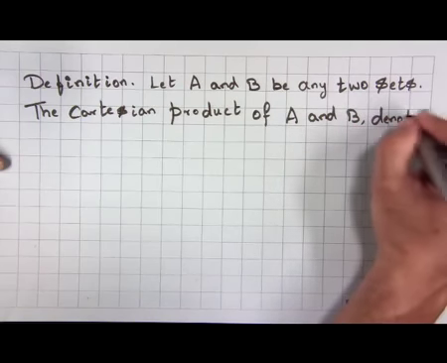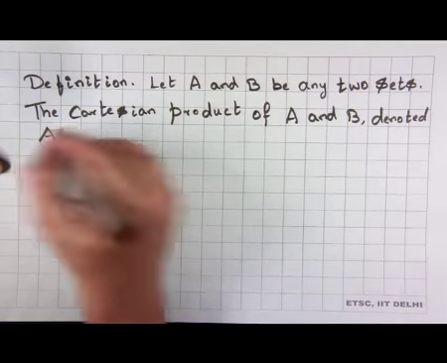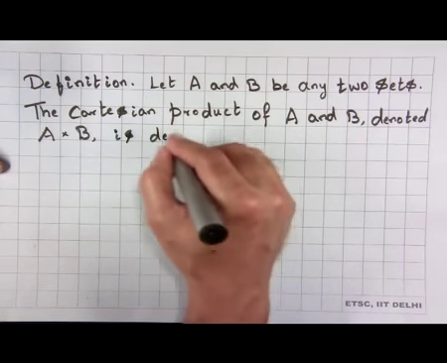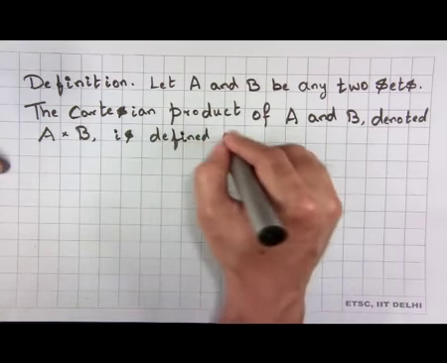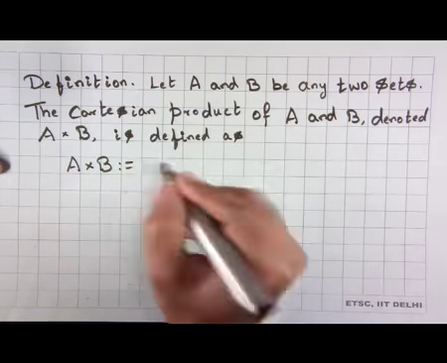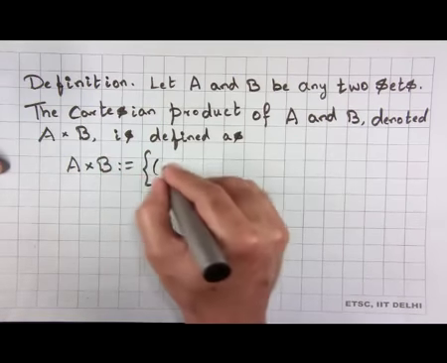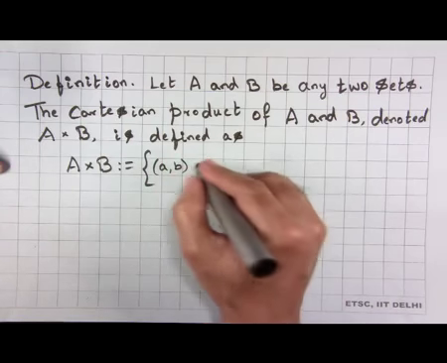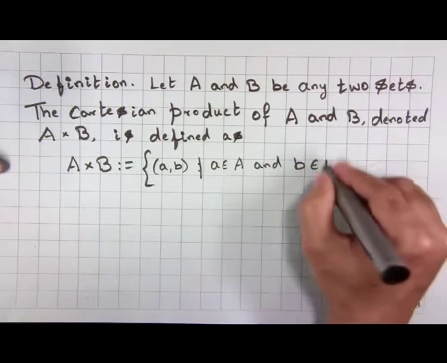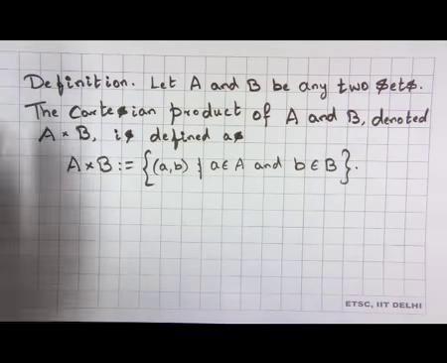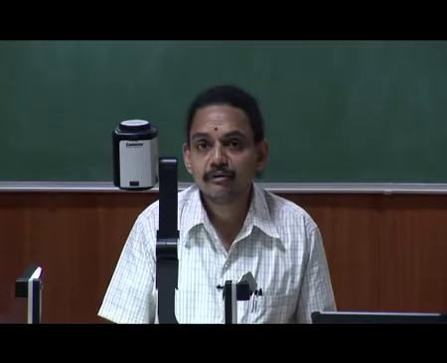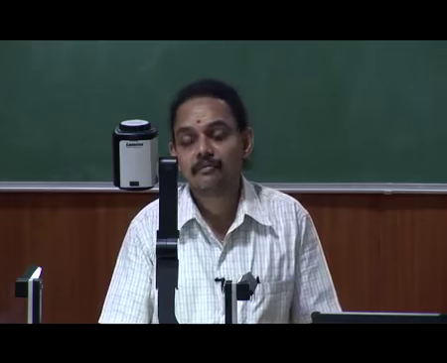denoted A cross B, is defined as, so this is again a set, A cross B equal to the set of all ordered pairs a comma b with a in A and b in capital B. So, this Cartesian product consists of all ordered pairs with the first element coming from the set A and the second element coming from the set B.